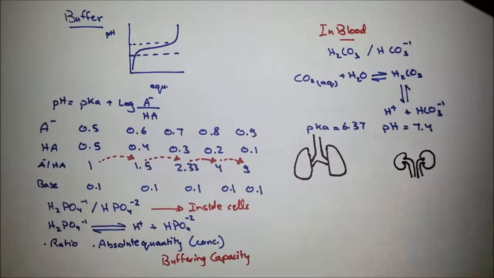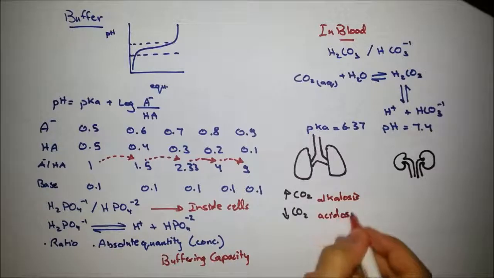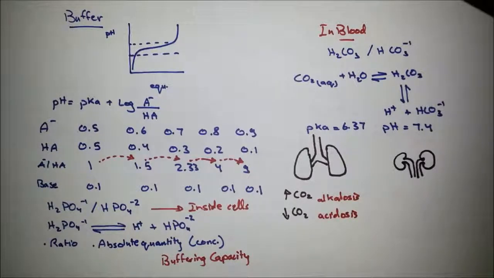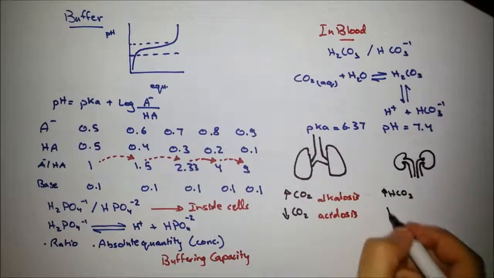Because lungs control the excretion of carbon dioxide, excess excretion can lead to an increase in the blood pH. This condition is called respiratory alkalosis. Respiratory acidosis will be the condition if the carbon dioxide is not well excreted. Kidneys control the absorption of bicarbonate from the filtrate.